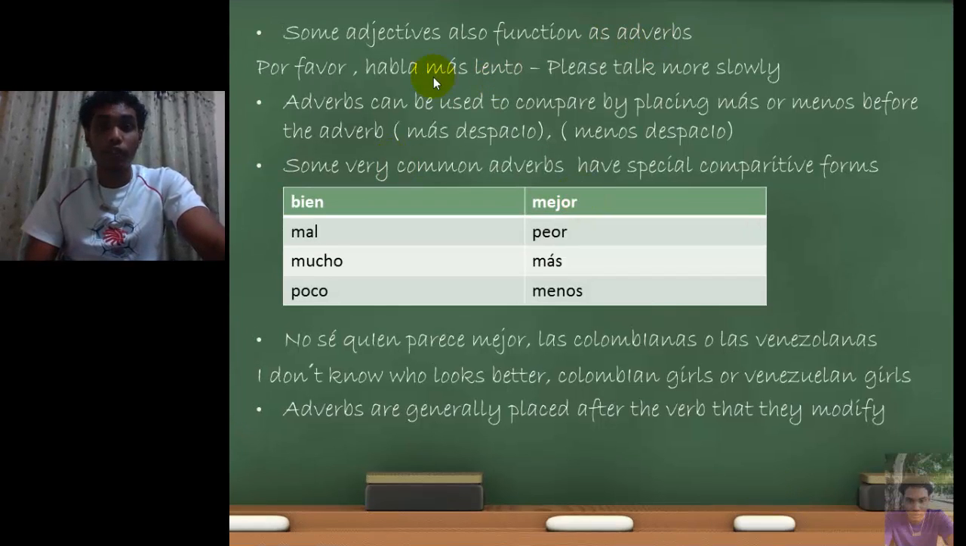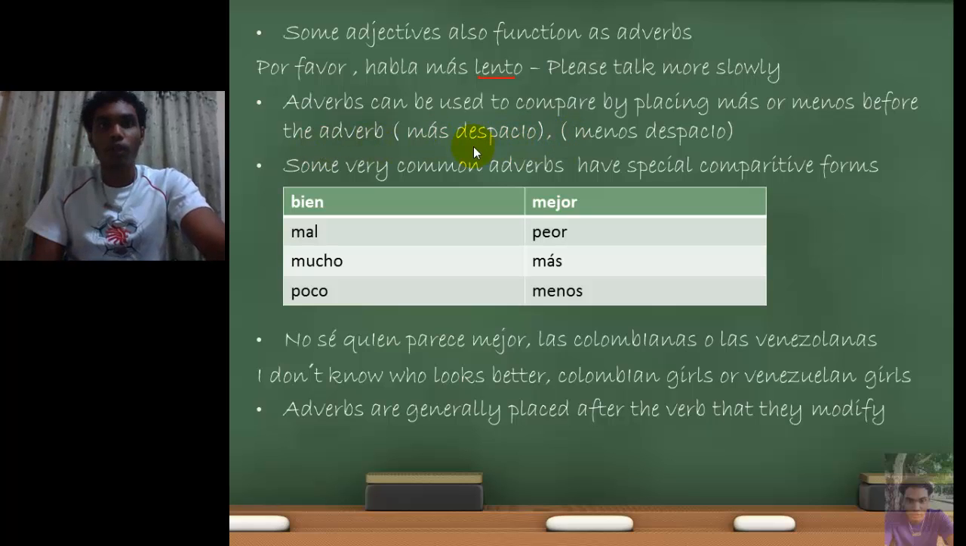Some adjectives also function as adverbs, right? So lento here, right, now becomes habla más lento, please talk more slowly. Right? It's something we used to have to repeat when we went to Venezuela, because it speaks so fast, right? Adverbs can be used to compare by placing más or menos before the adverb. So más despacio, right? So despacio here is an adverb, right? Which also means slowly. So más despacio, right? These have special comparative forms, so you can just learn them off.